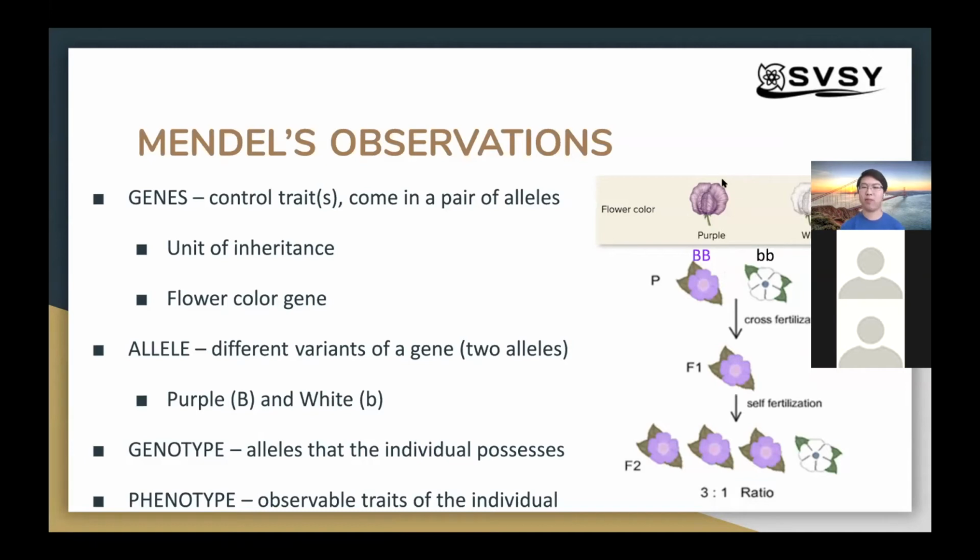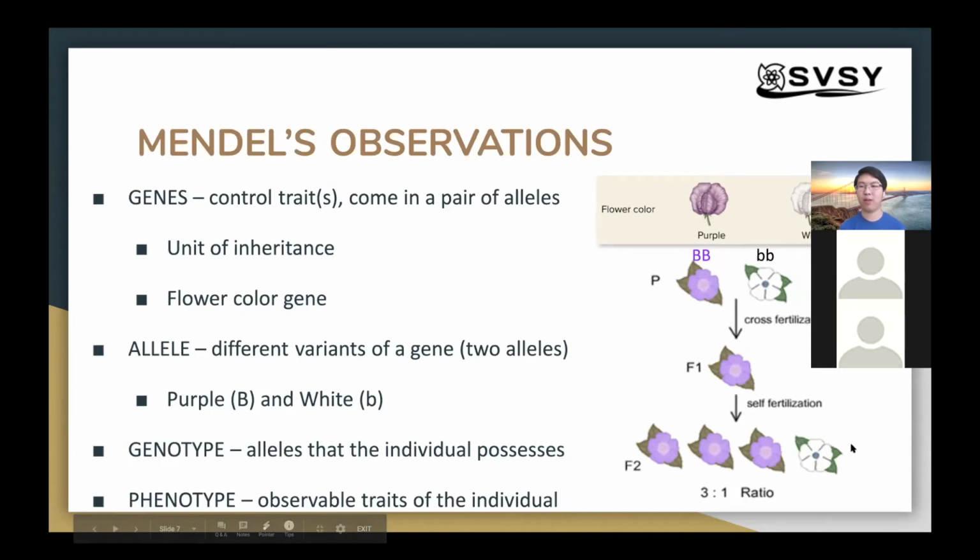The gene that he's looking at here is the flower color gene. It has two alleles, the purple allele, big B, and the white allele, little b. They each have different genotypes, these two flowers. This one has a genotype of big B, big B. This one has a genotype of little b. And the phenotypes are purple and white.